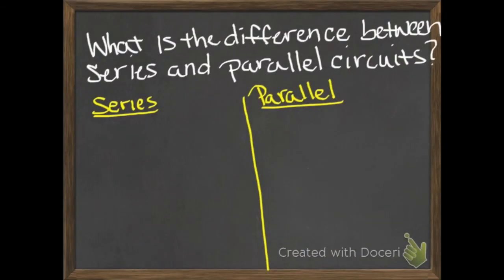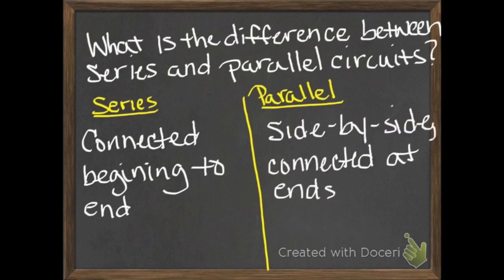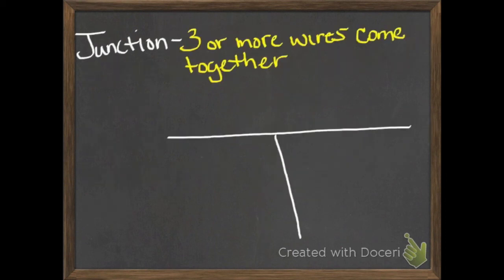In series, we learned that circuits are connected from beginning to end, like a train. We talked about Christmas lights, and that's the type of circuit Christmas lights are on. So if one light bulb goes out, they'll all go out because you can't get through it anymore. Well, parallel circuits have multiple resistors side by side and connected at the ends. We'll go into a little bit on this.